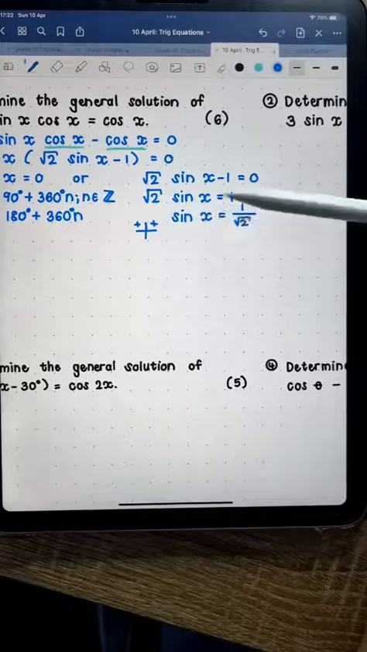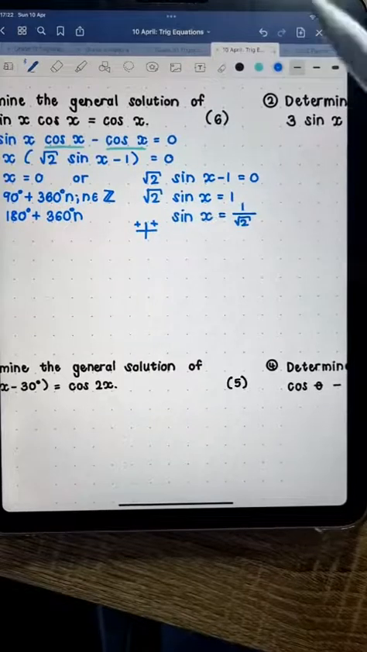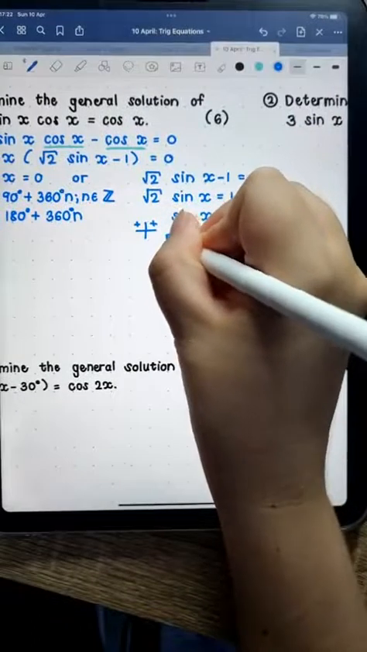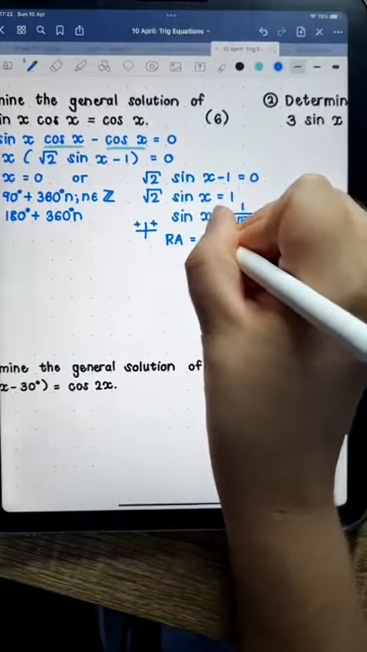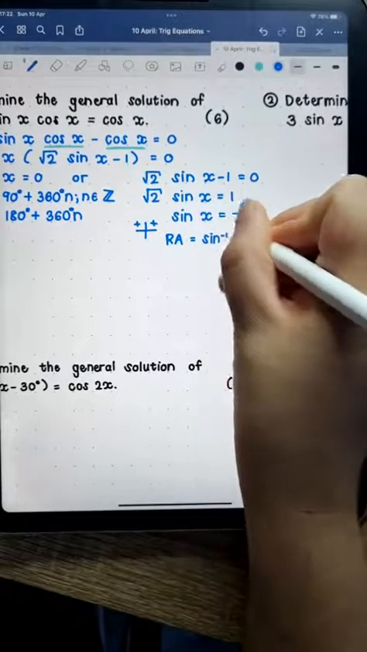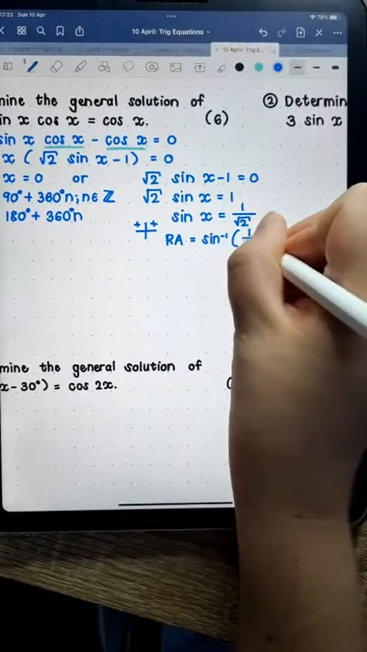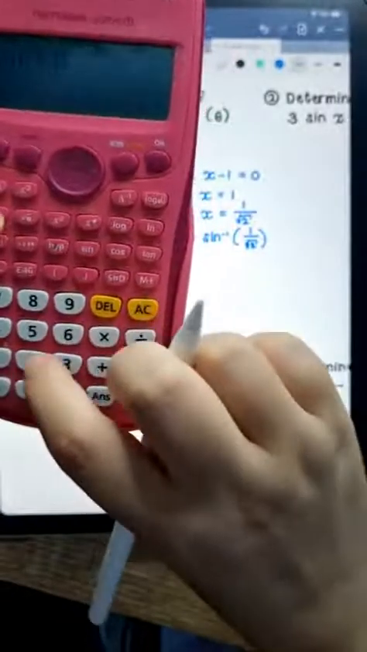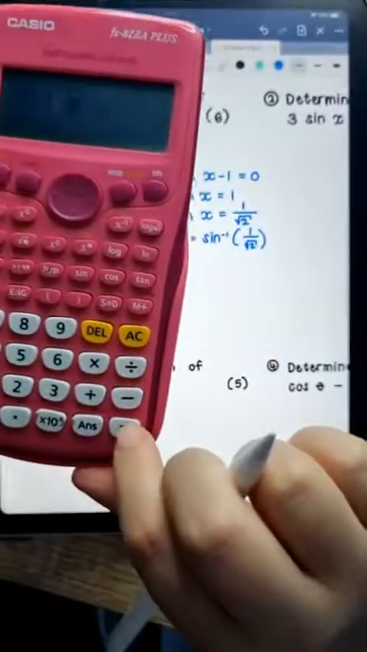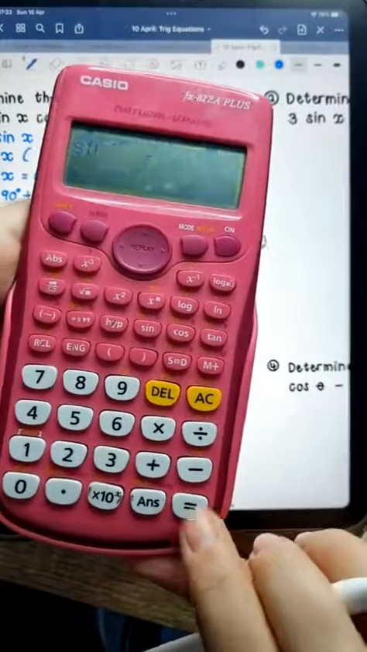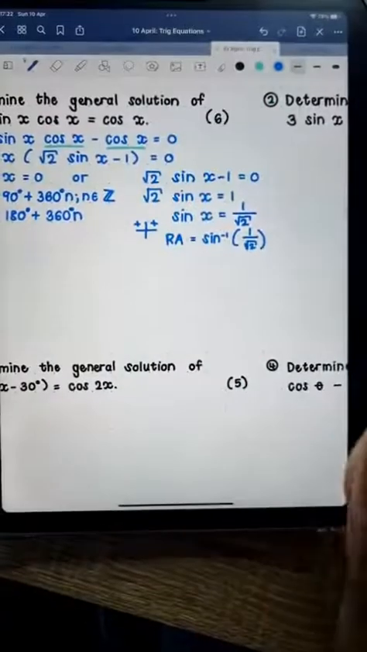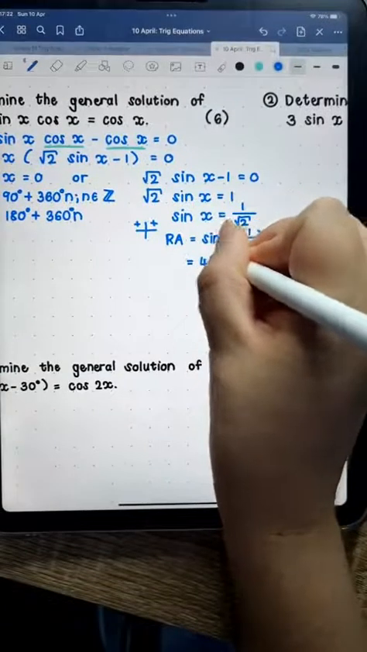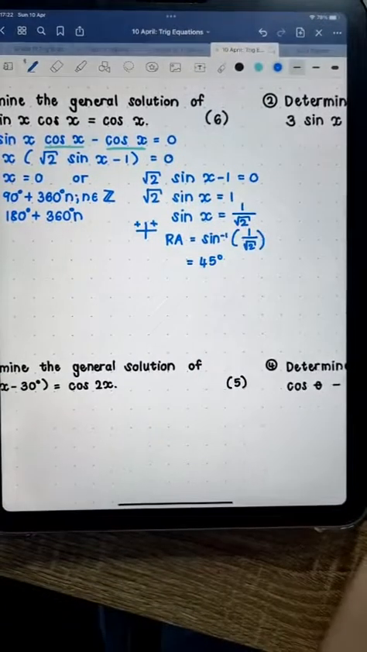So sine is positive in the first and second quadrants. What you do, I'm going to write here for your reference angle, you do sine to the negative 1 of 1 over root 2. So let's do shift sine of 1 over root 2. Oh, sorry, that's off screen. And our reference angle is 45 degrees. All right, so the reference angle is 45 degrees.